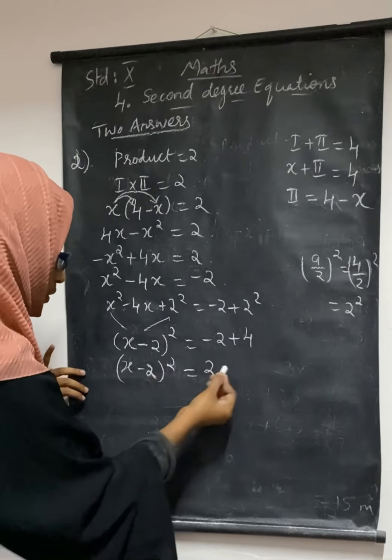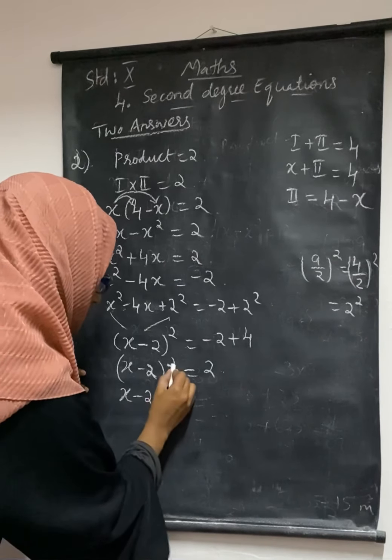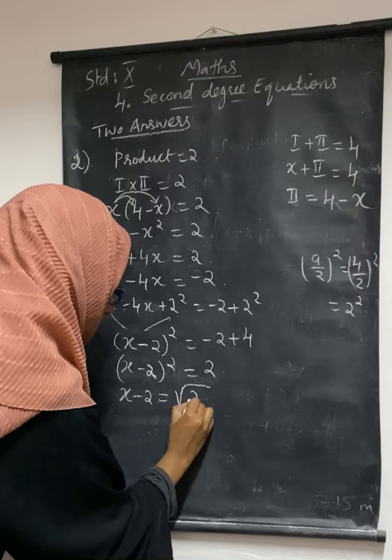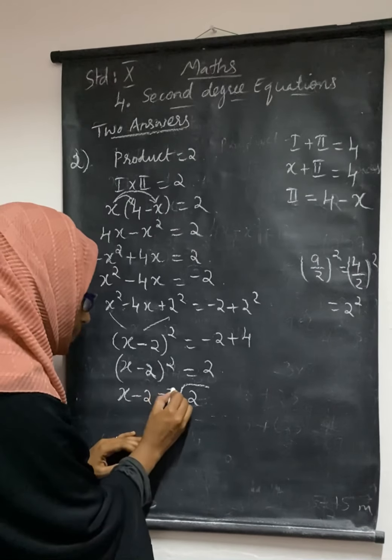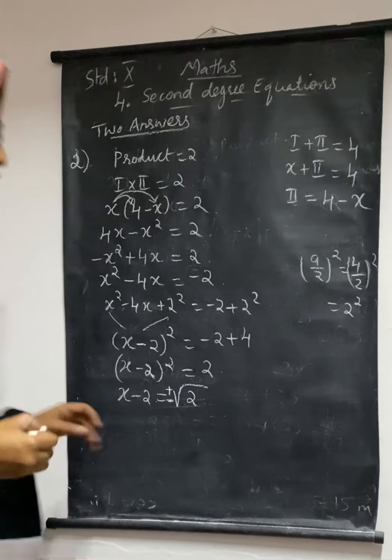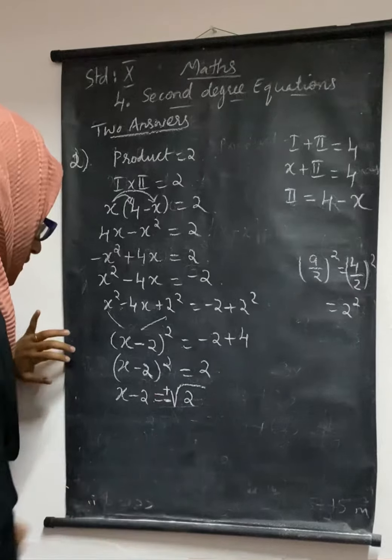Now root will go here. X minus 2 is equal to square root 2. That is the thing. Two answers came, no? That time you are getting plus or minus. Plus or minus means one plus answer will be there, one minus answer will be there.